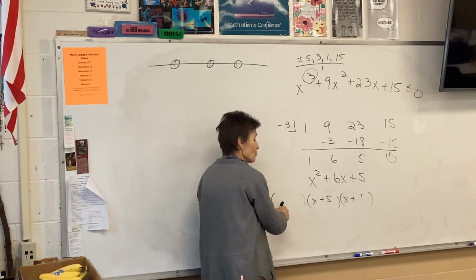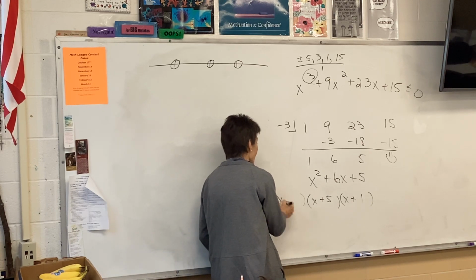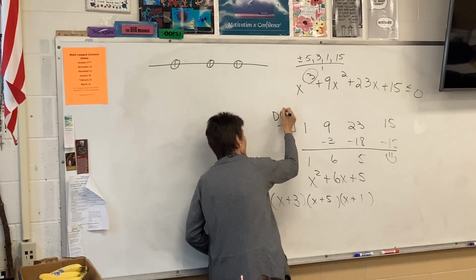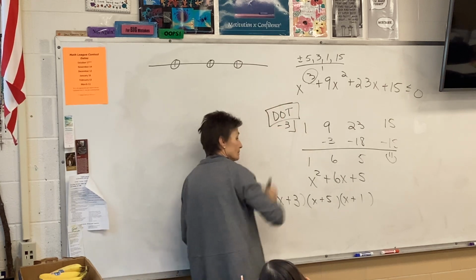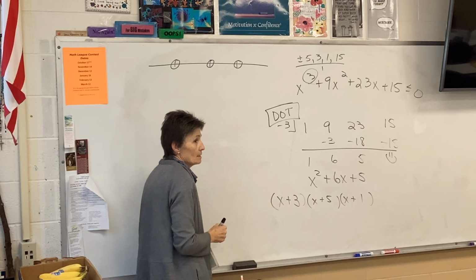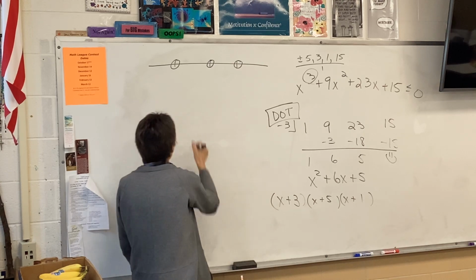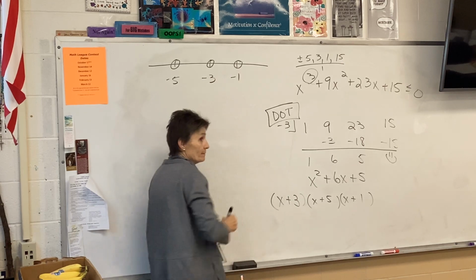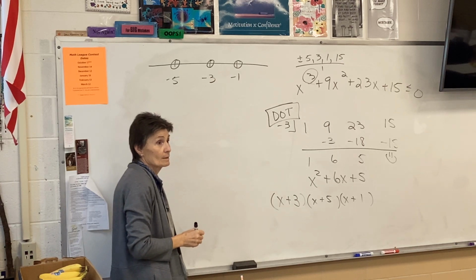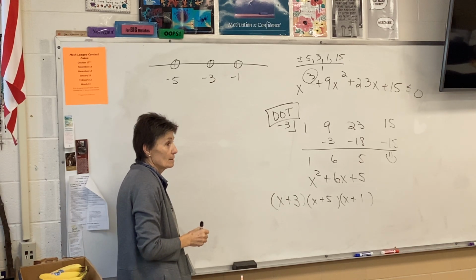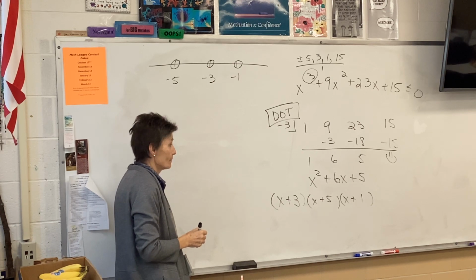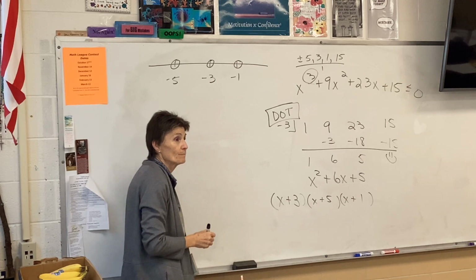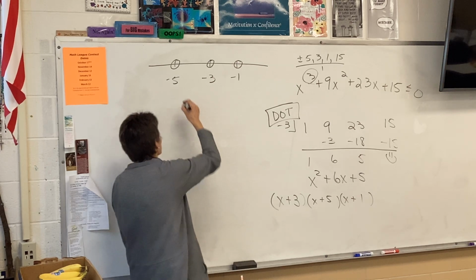What is that third factor? X plus 3, very, very good. This number right here is a dot. So the dots are gonna be at -5, -3, and -1. And they're all colored in, right? Are they all colored in? Yep, they are. They're all colored in.